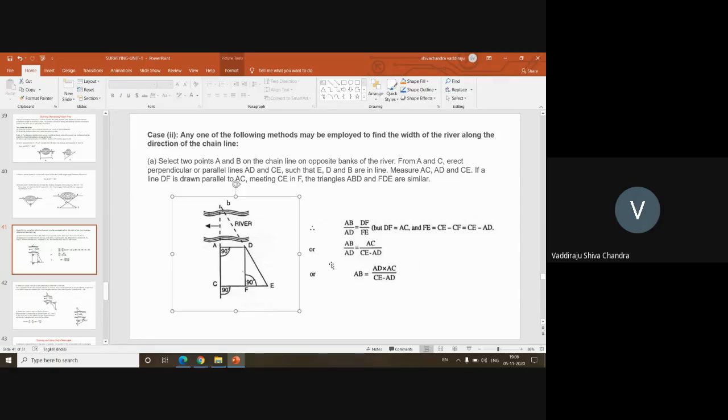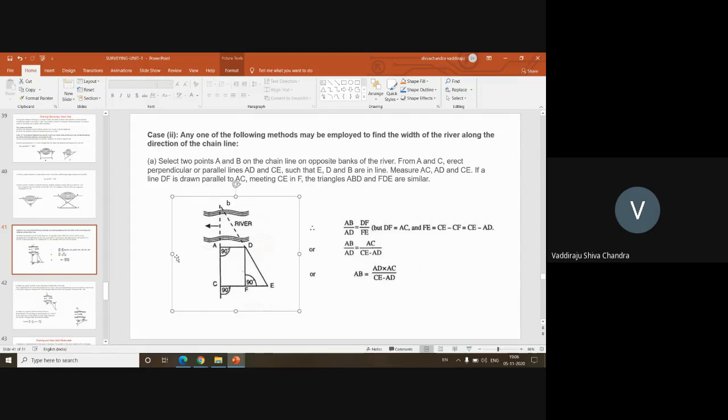So from that, if I again rearrange it, AB is equal to AD into AC by CE minus AD. Okay. So there is no need of calculating or measuring FE. So simply by measuring AD and AC, you can determine what are the other values.